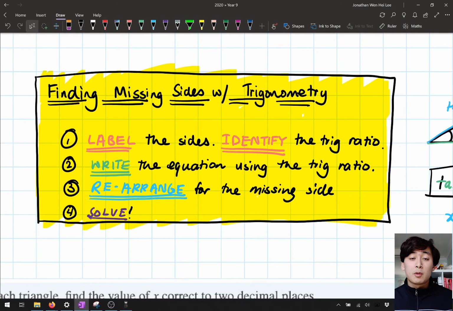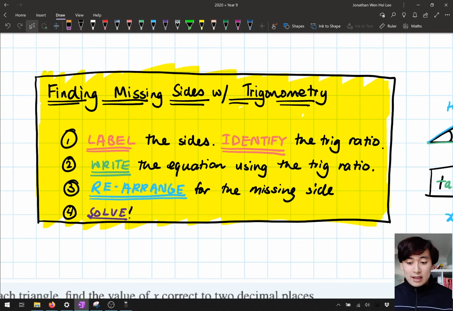So that's the 4 steps that we want to do. The first step, you label your sides and identify the trig ratio. The second step is you write the equation using the trig ratio. Third step is that you rearrange the equation for the missing side. And the 4th step is to solve by putting it in your calculator.